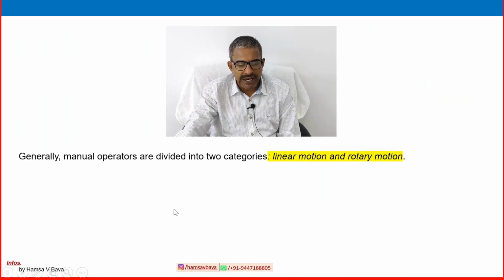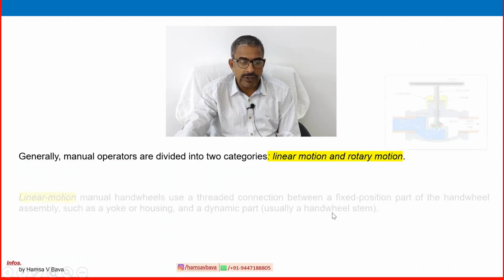Generally, manual operators are divided into two categories, linear motion and rotary motion. If you remember the types of valves, we have studied the linear motion valve, where the stem moves up and down, a vertical movement, and rotary motion is a horizontal movement. So these two types of operations are there. Just to have a quick understanding, let us see.